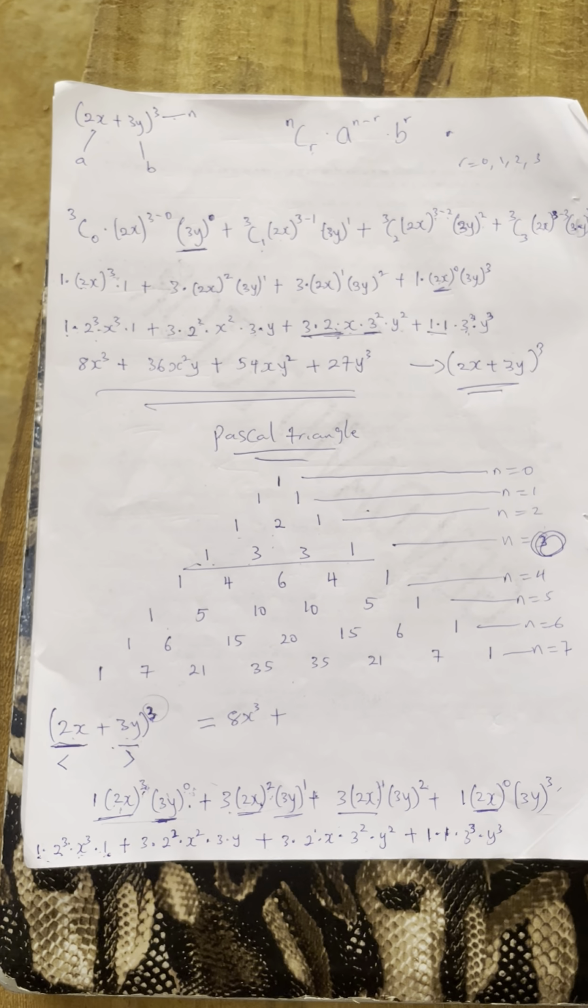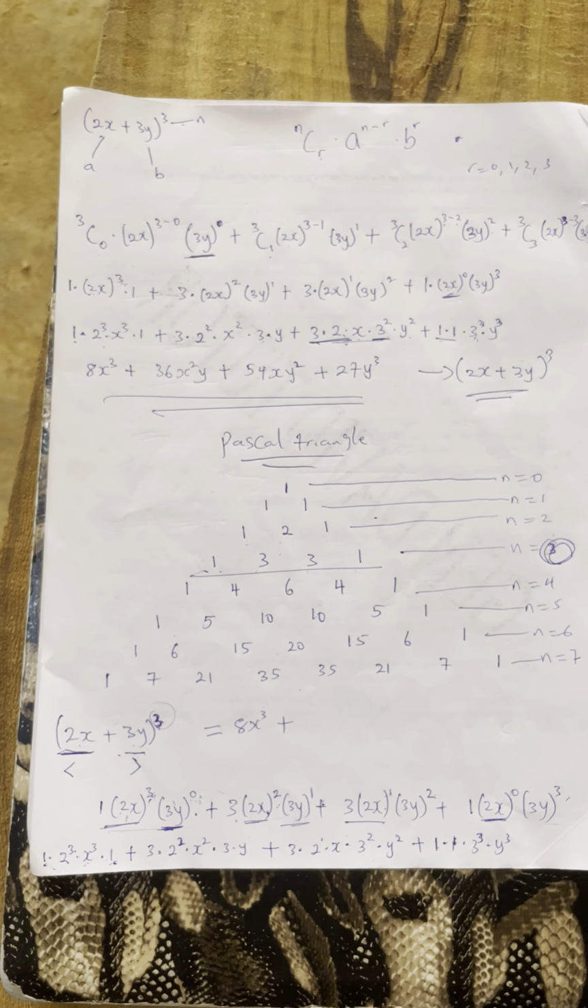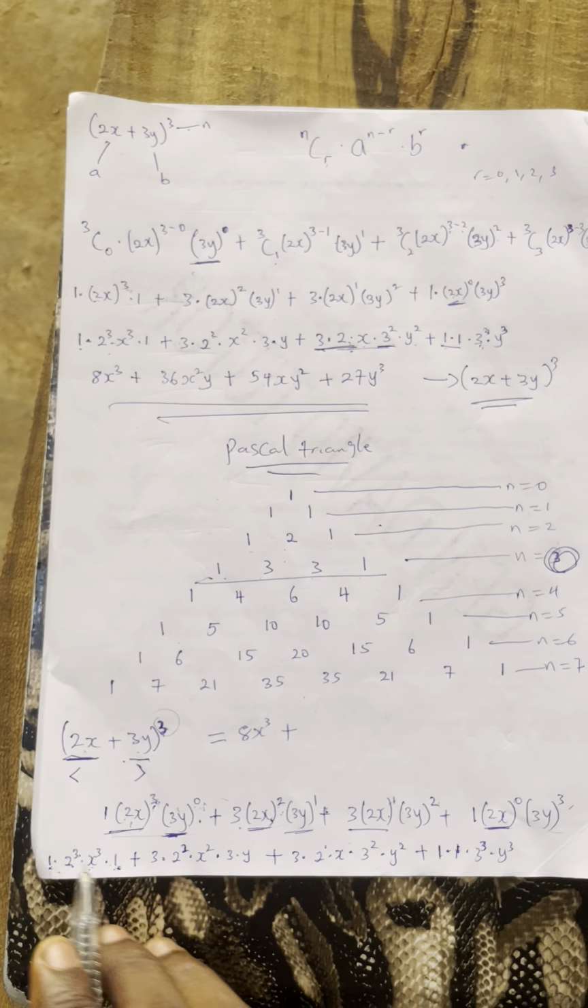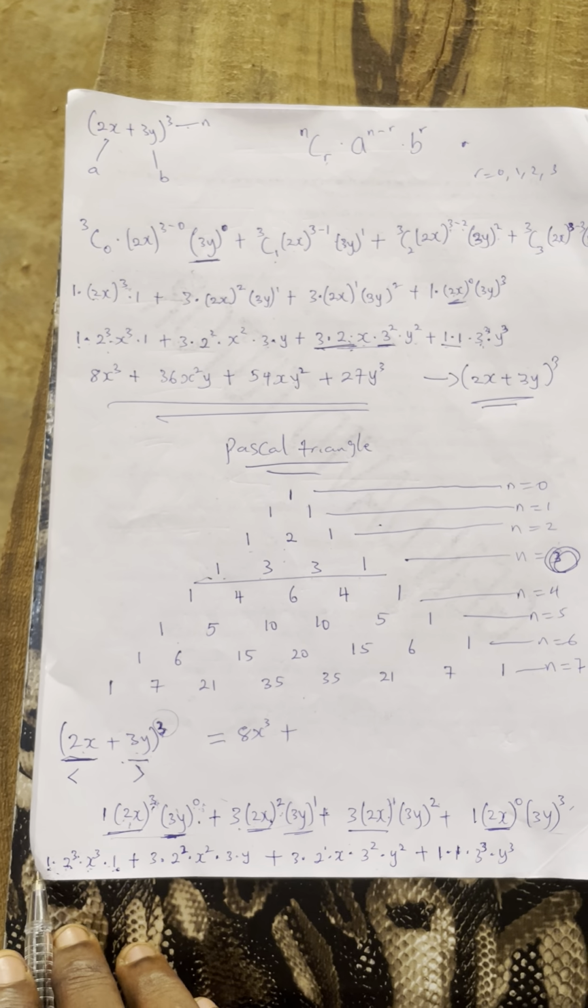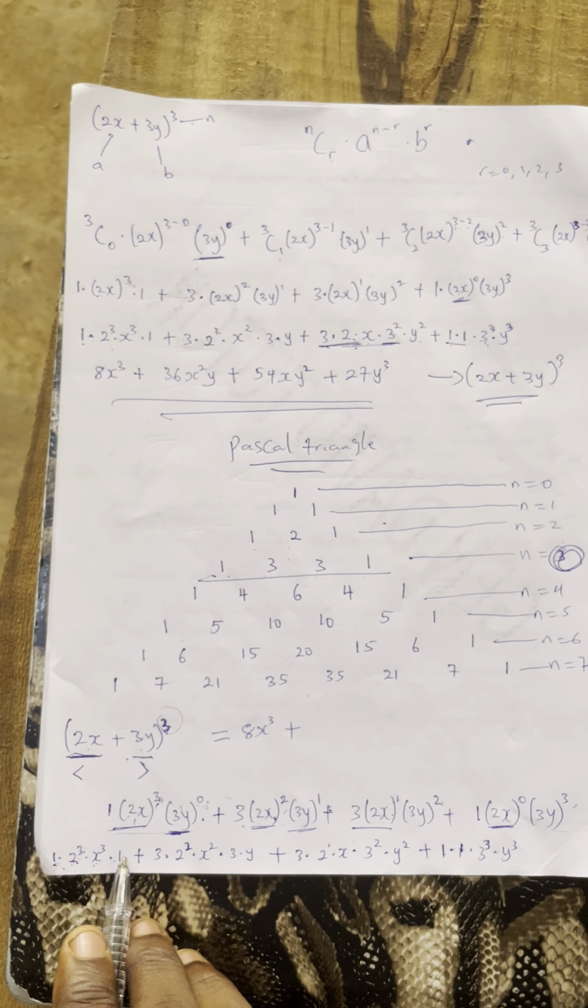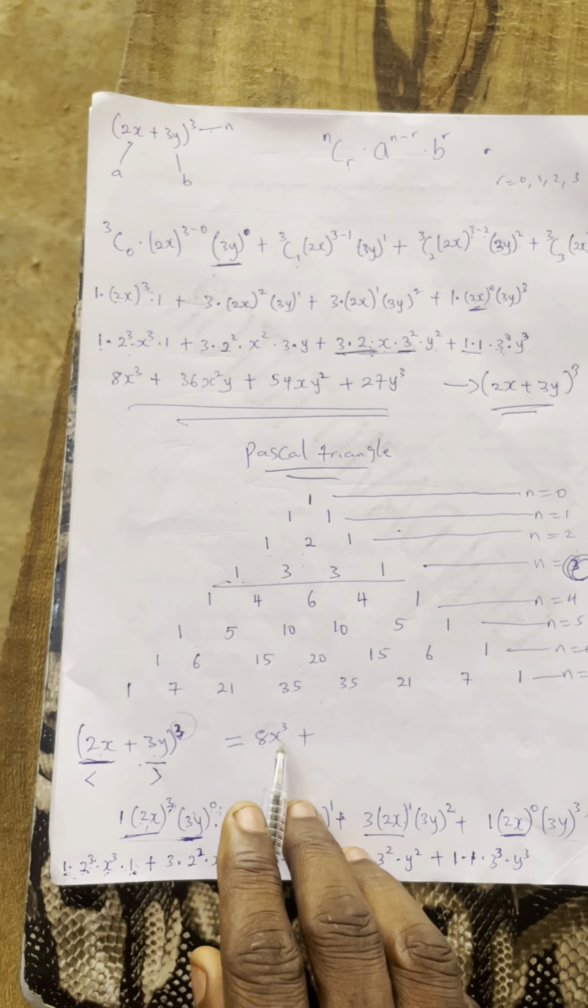So you firstly multiply the numbers, then you add the alphabet that is there with it. So 1 times 8 times 1, because 2 raised to power 3 will give us 8, which gives us 8. Then what's the alphabet there? X raised to power 3.